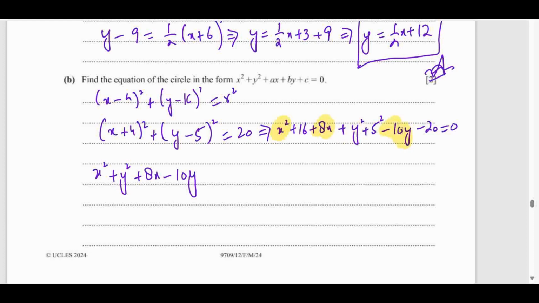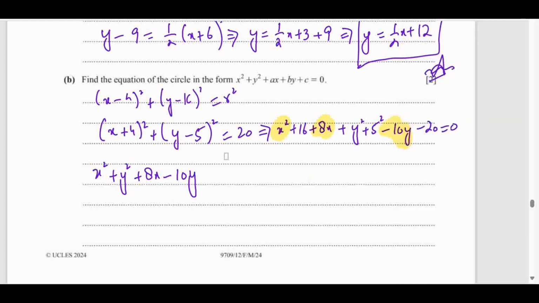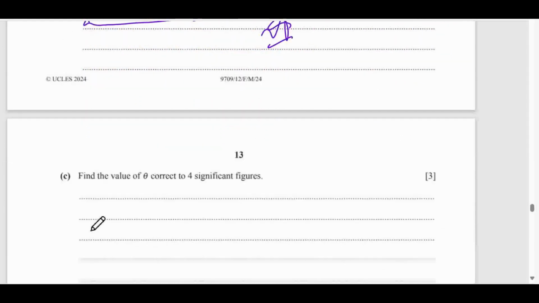Now the remaining values are 16 plus 25, so basically this will be 16 plus 25 minus 20. The answer is 21. So let me write it over here, plus 21 is equal to 0. This will be the final answer. I hope the concept is clear. Let's move to the next part.